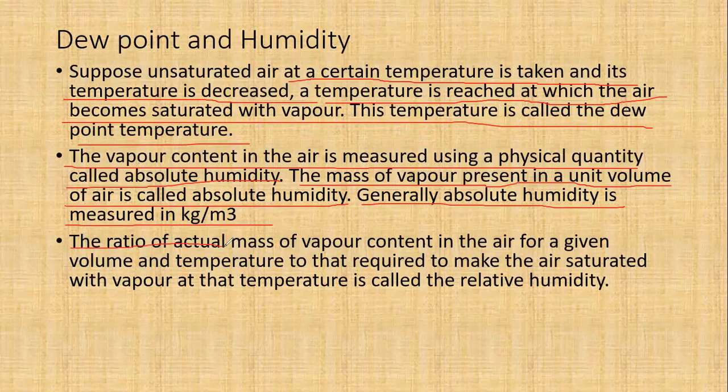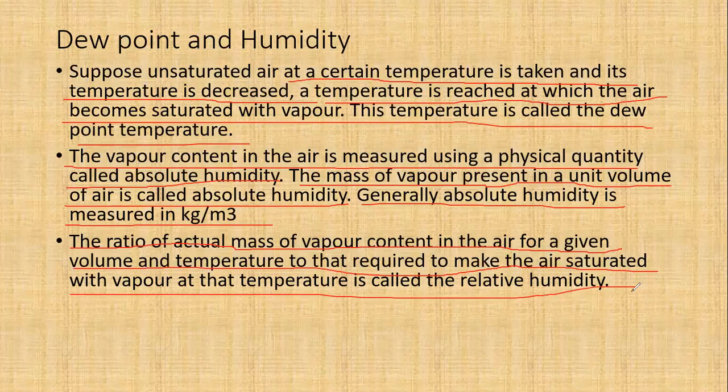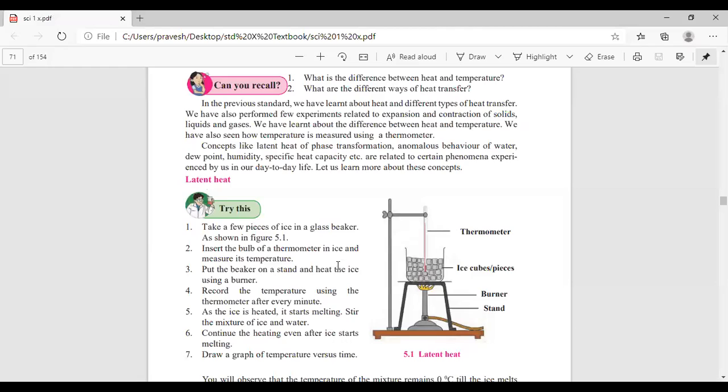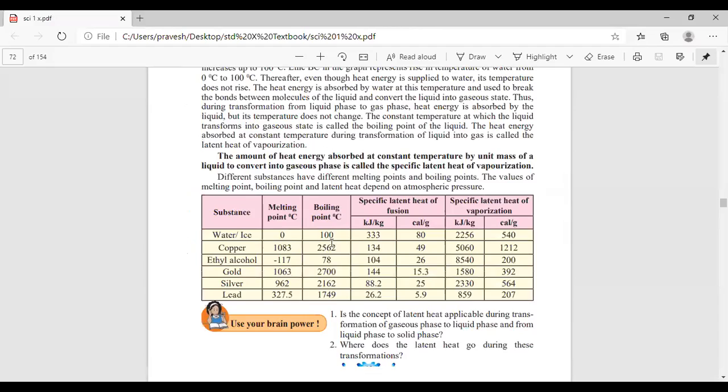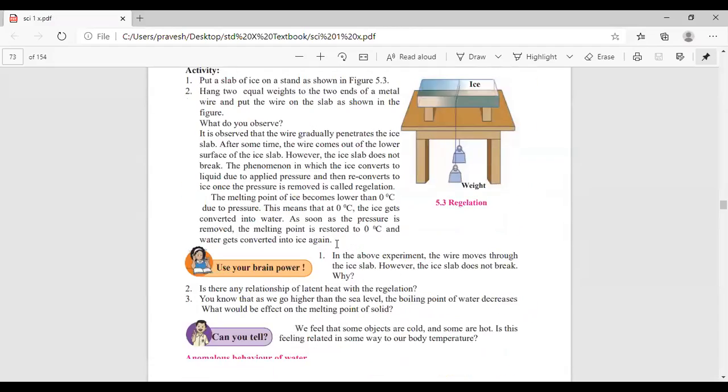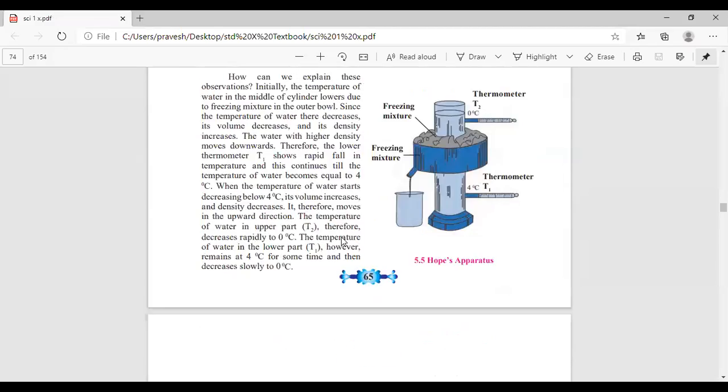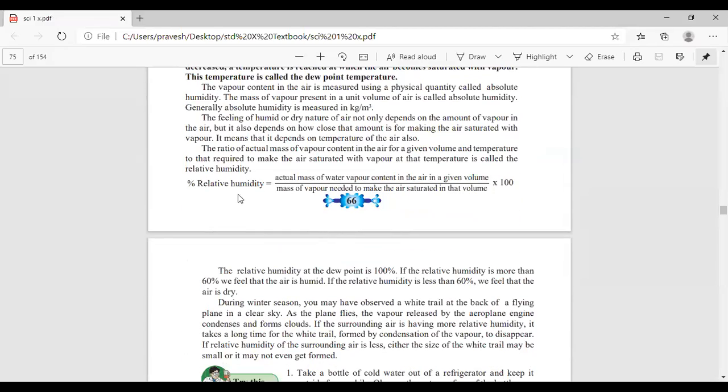The ratio of the actual mass of the vapor contained in the air for a given volume and temperature to the mass required to make the air saturated with vapor at that temperature is called the relative humidity. For that, we use a formula to measure the relative humidity. It is given in your textbook.